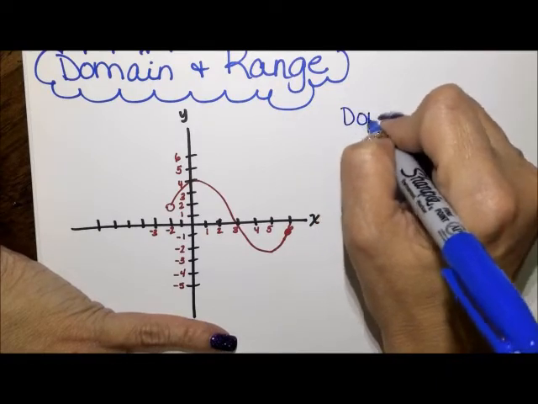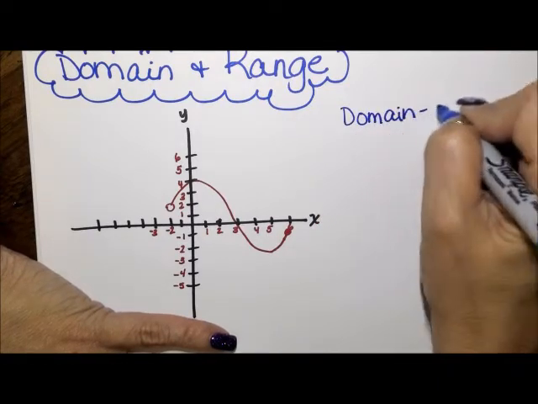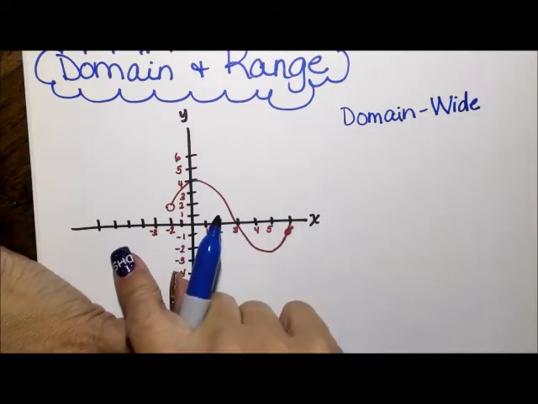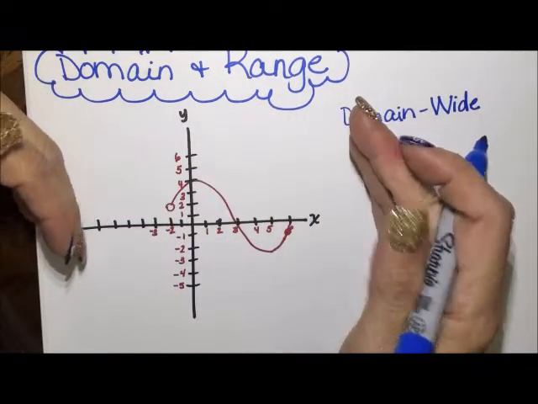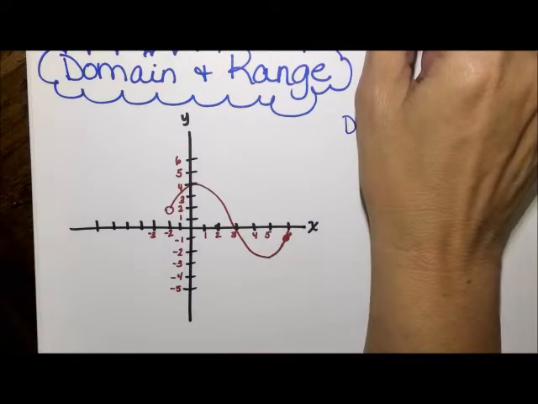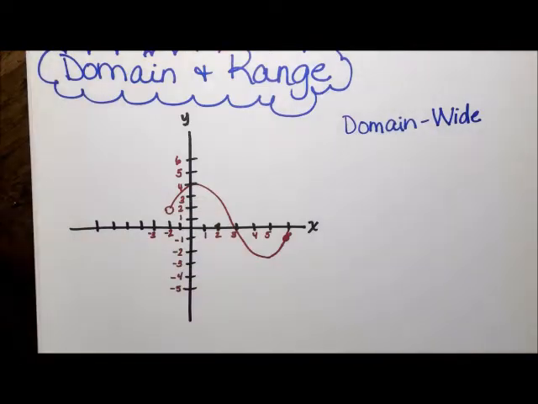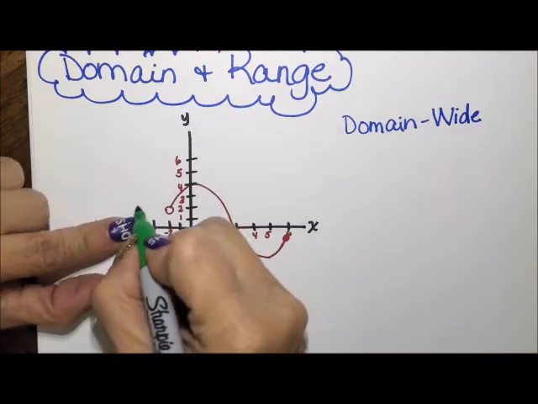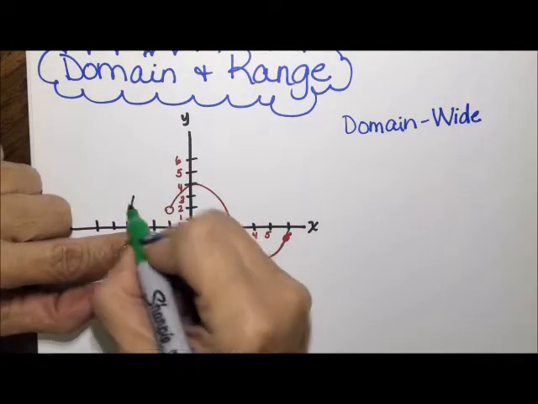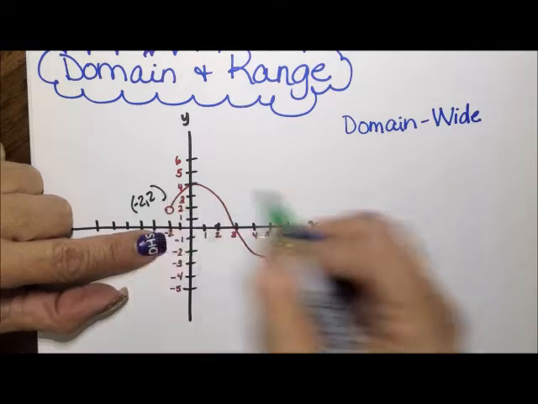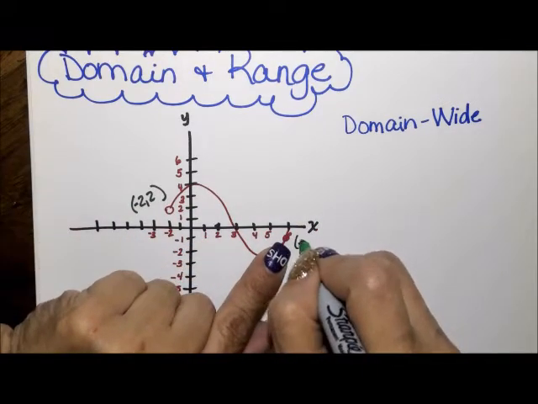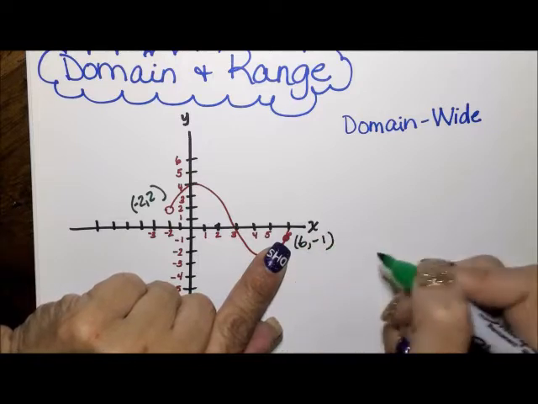Let's remember that domain is how wide is my graph. Because x goes from side to side, how wide does it get? One of the easier ways to do this is to just label your extreme endpoints. So this is the furthest point over here. This is at -2, 2. And if I go all the way out here until I don't have a graph, the last one I have down here is over 6 down -1.